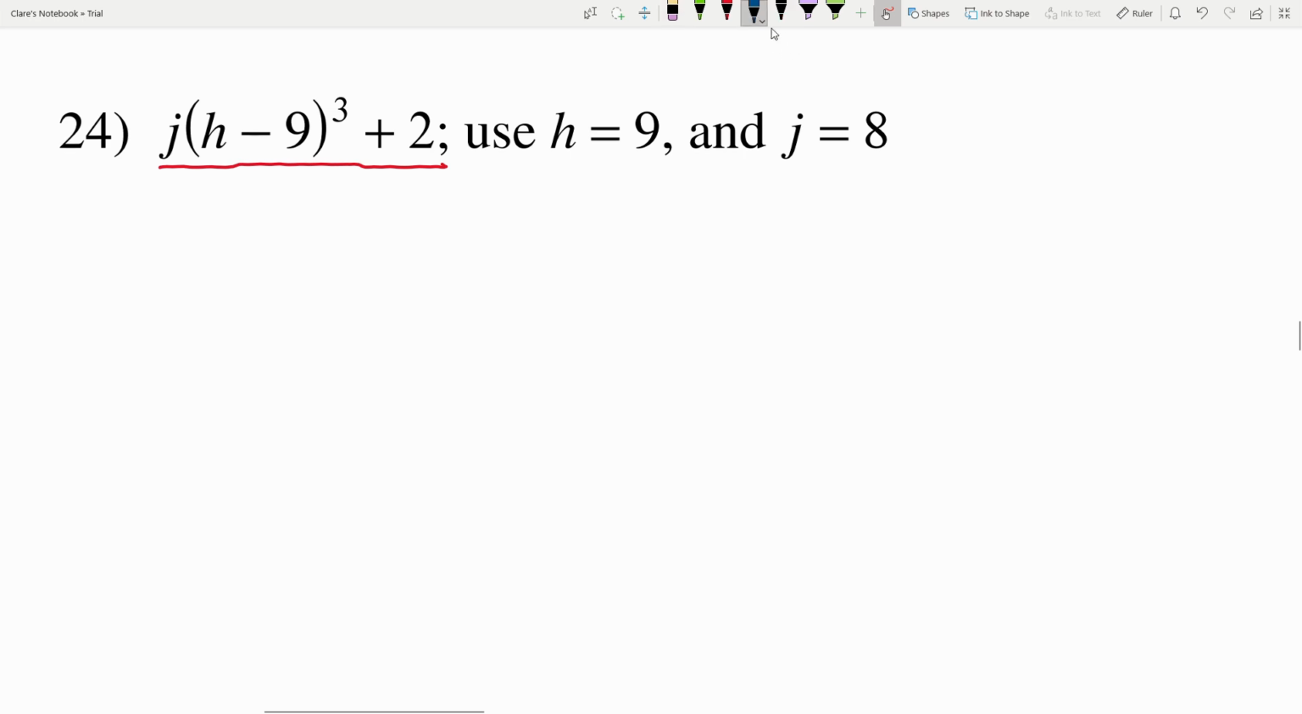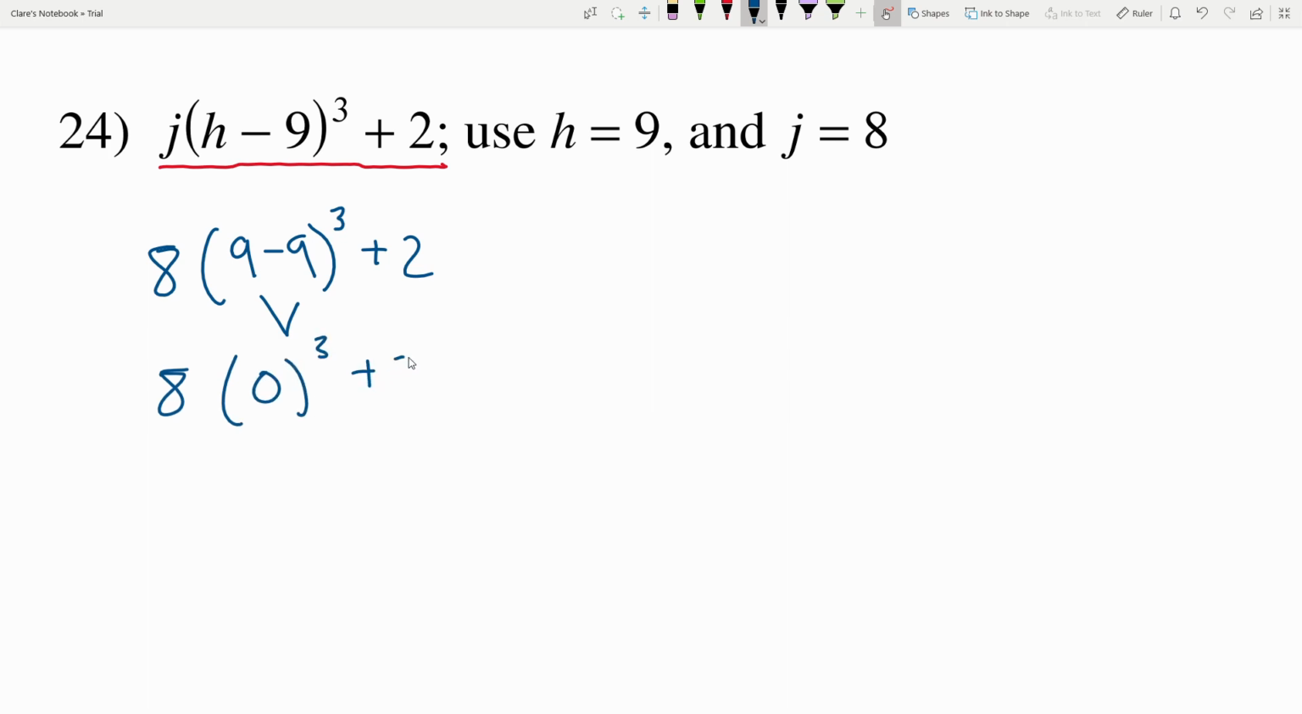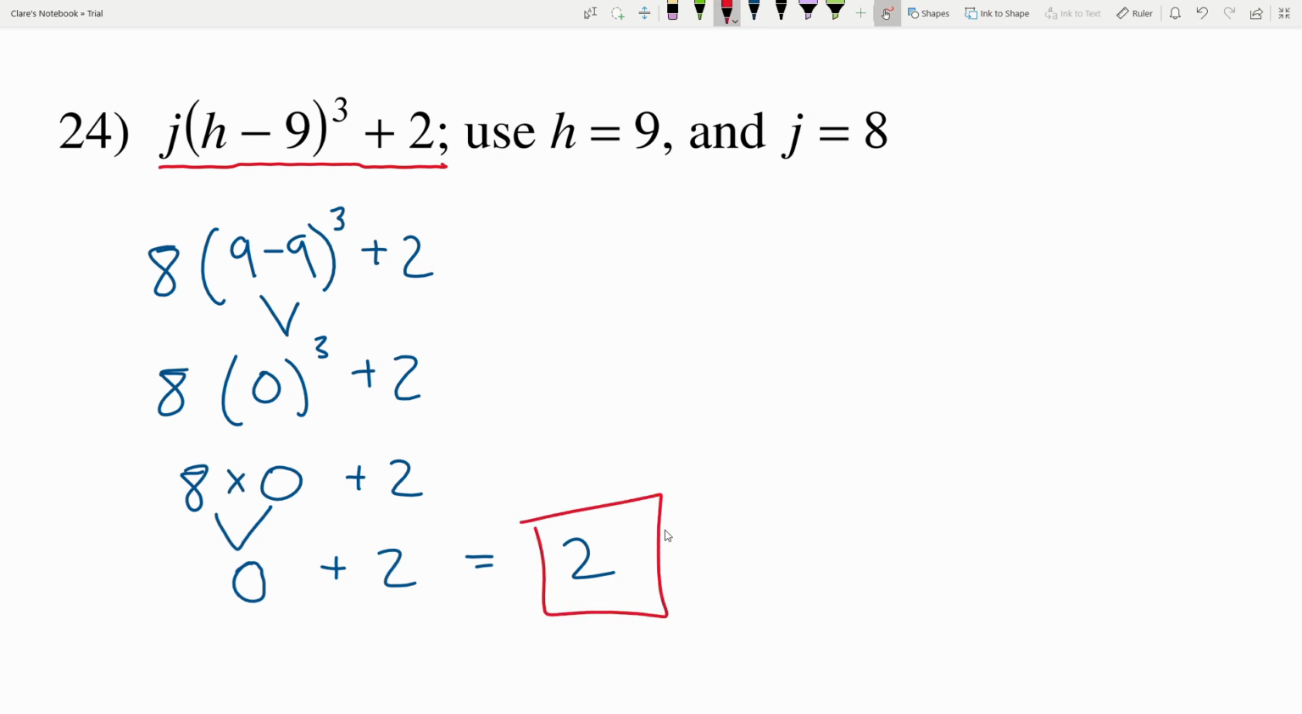My j is 8 and my h is 9. So I'll have 8 times the quantity 9 minus 9 cubed plus 2. 9 minus 9 is 0, so I'll have 8 times 0 cubed plus 2. Exponents come next. 0 cubed is 0 times 0 times 0, which is 0. So I'll have 8 times 0 plus 2. Next is multiplication. 8 times 0 is 0. 0 plus 2 equals 2. So 2 is my solution in number 24.